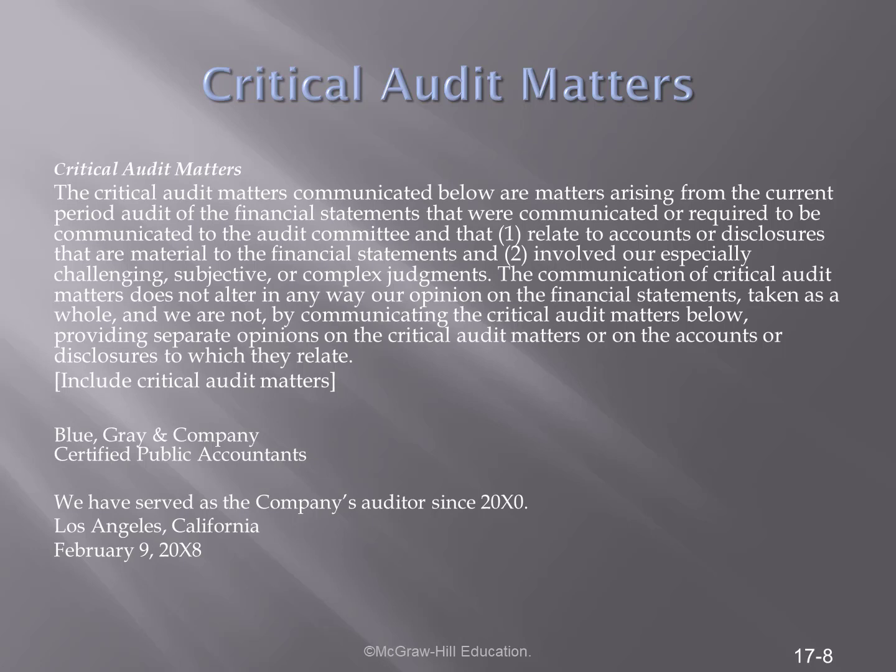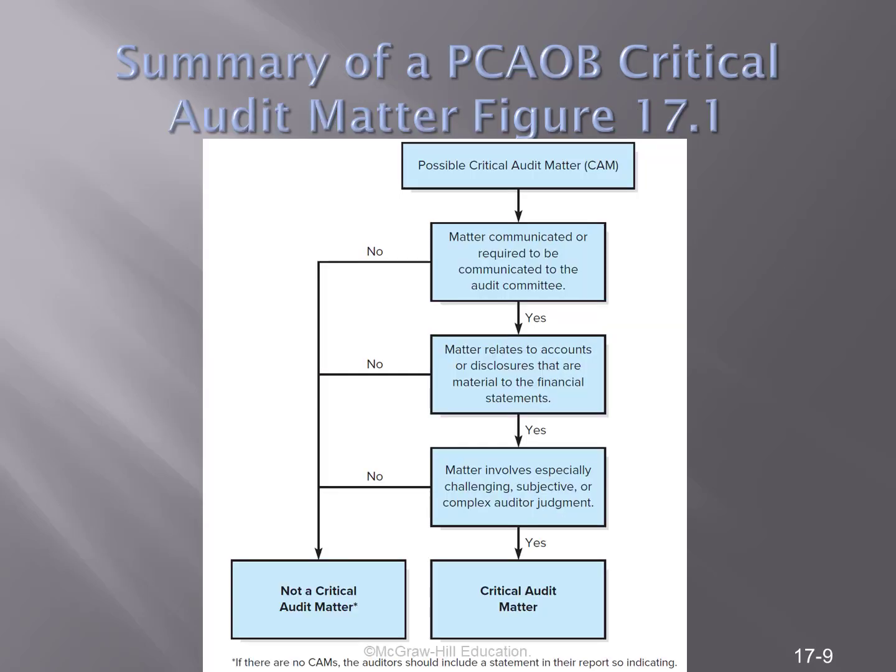So let's talk just very briefly in terms of what critical matters are as they relate to what's reported in the audit report. For an item to be reported in the audit report as a critical audit matter, it must meet the following three criteria. First, the item must be required to be communicated to the audit committee. Second, the item involves accounts or disclosures that are material to the financial statement. And finally, the matter involves especially challenging, subjective, or complex audit judgment.